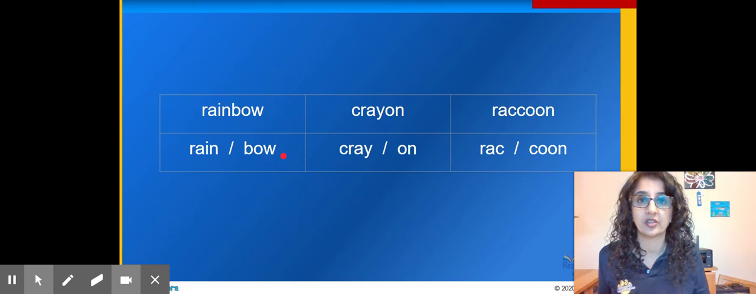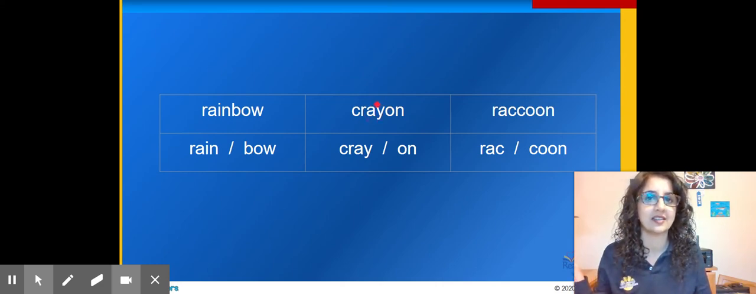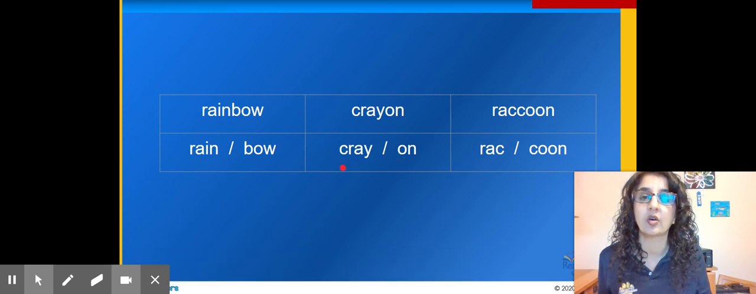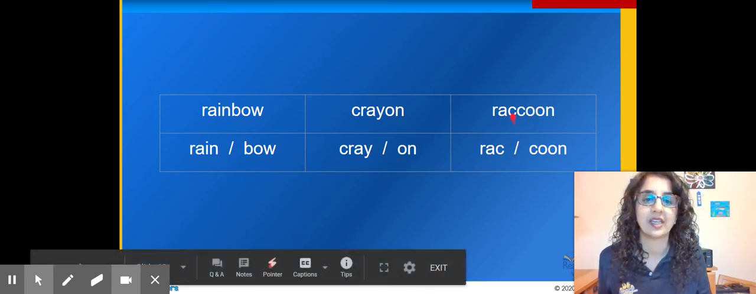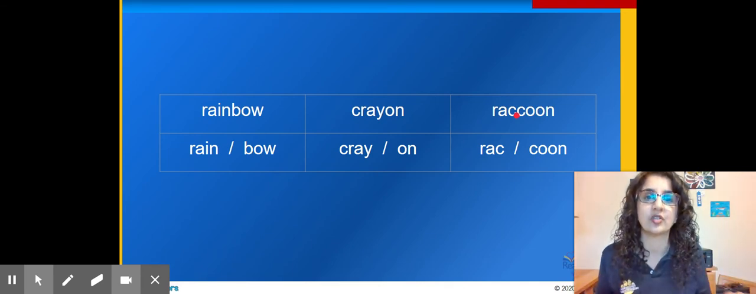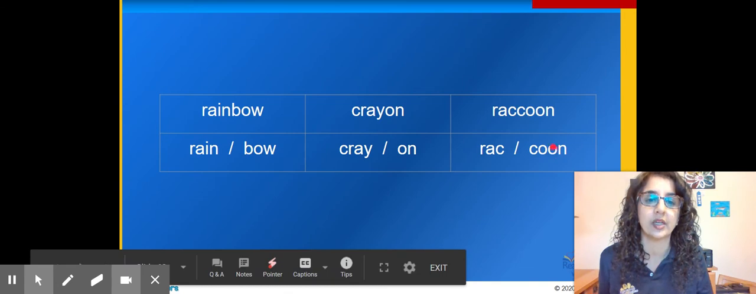This is how we learn to read longer words, by splitting them apart into syllables. So here we have another one. You all learned that AY says A, right? So we split that up and we put in our slash here, cray-on. Same thing here. You put your fingers on the vowels, split them apart. You have 2 C's in the middle. Go ahead and move them, and we have rac-coon. That vowel team stays together.